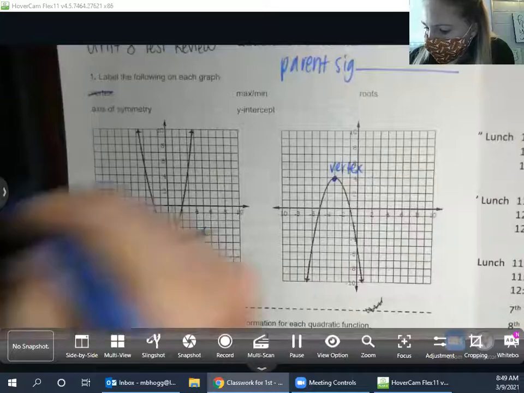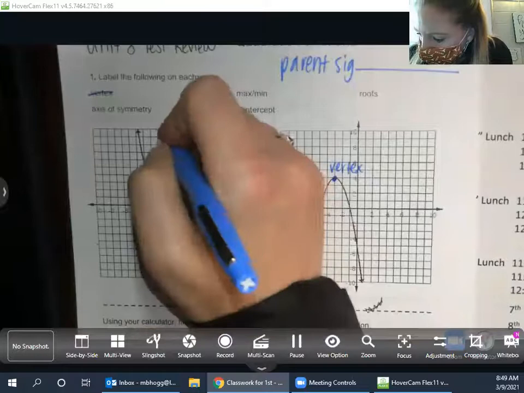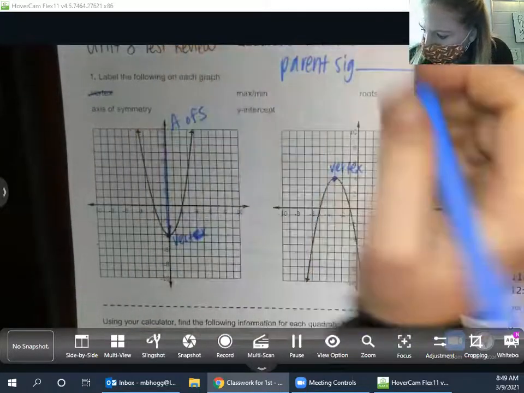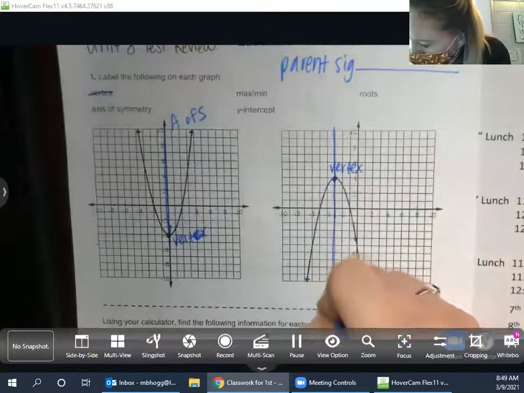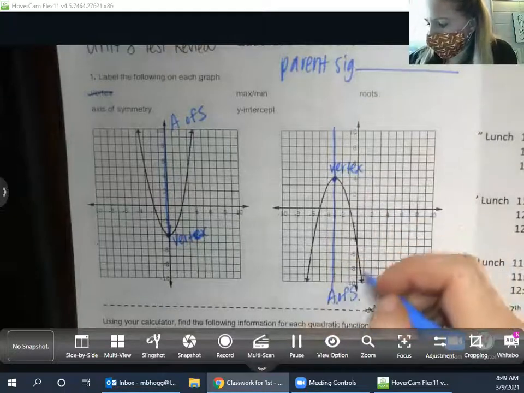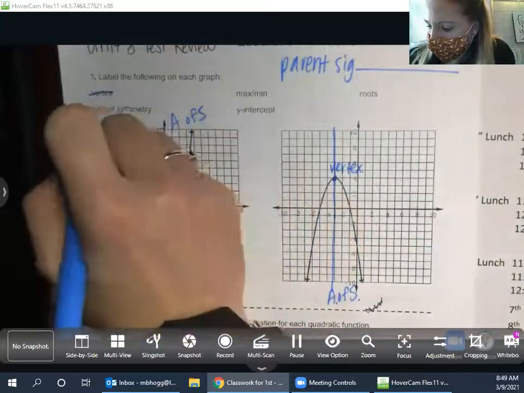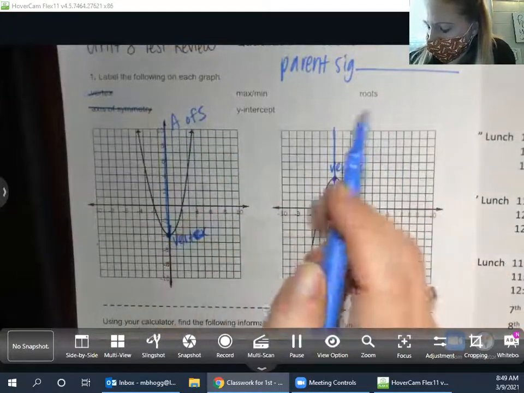Our axis of symmetry. Axis of symmetry goes right through the vertex. And it is a vertical line. It's always going to be x equals something. And it is tied to your vertex x coordinate. It splits the parabola into two halves.